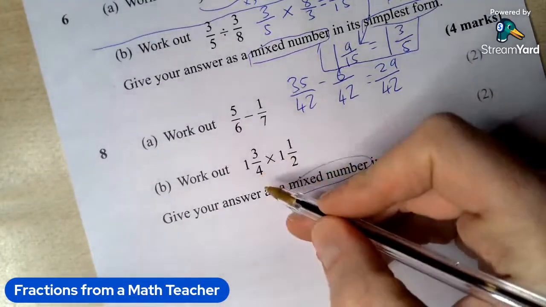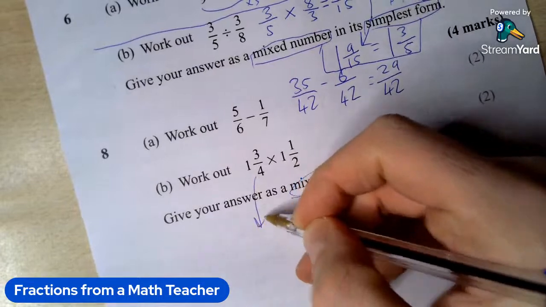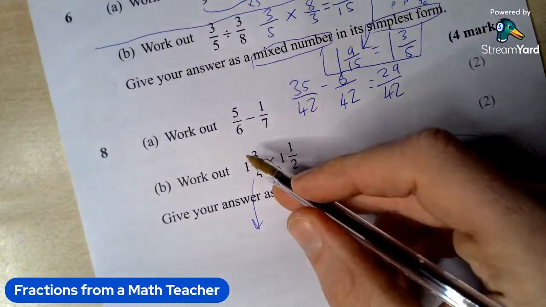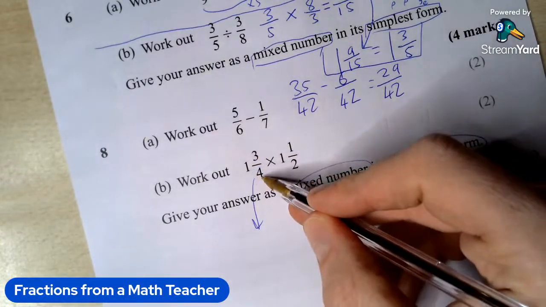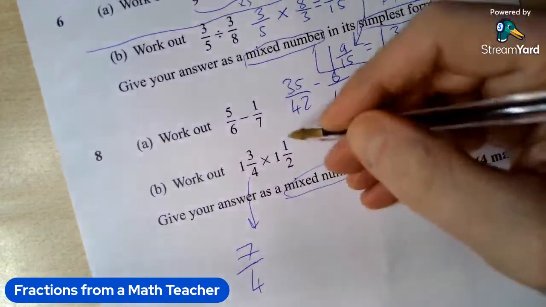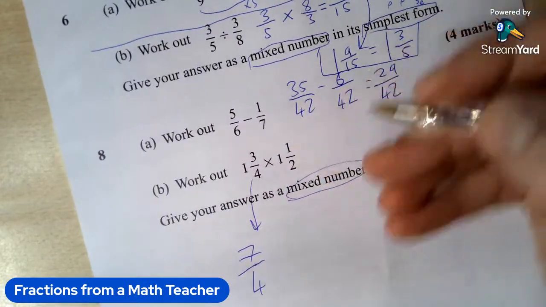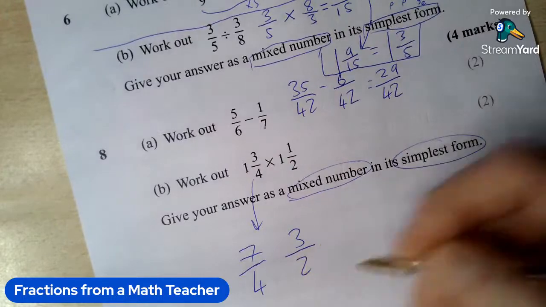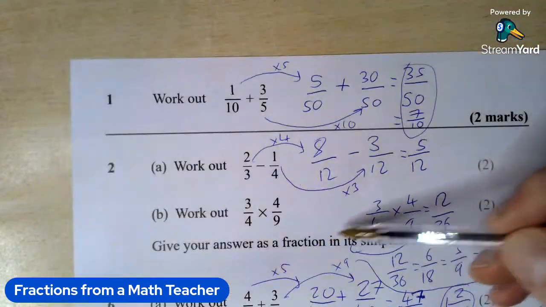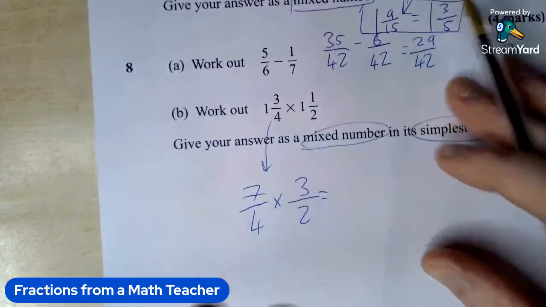So what I'll do first, I will tell my students, convert these into improper fractions first. So you do 1 multiplied by 4, then you add the top number. So 1 times 4 is 4, add 3 is 7. So that's 7 quarters. 1 times 2 is 2, add 1 is 3. So that'll be 3 halves. And then you'll do exactly the same as what you did before up here. We're just going to multiply across.